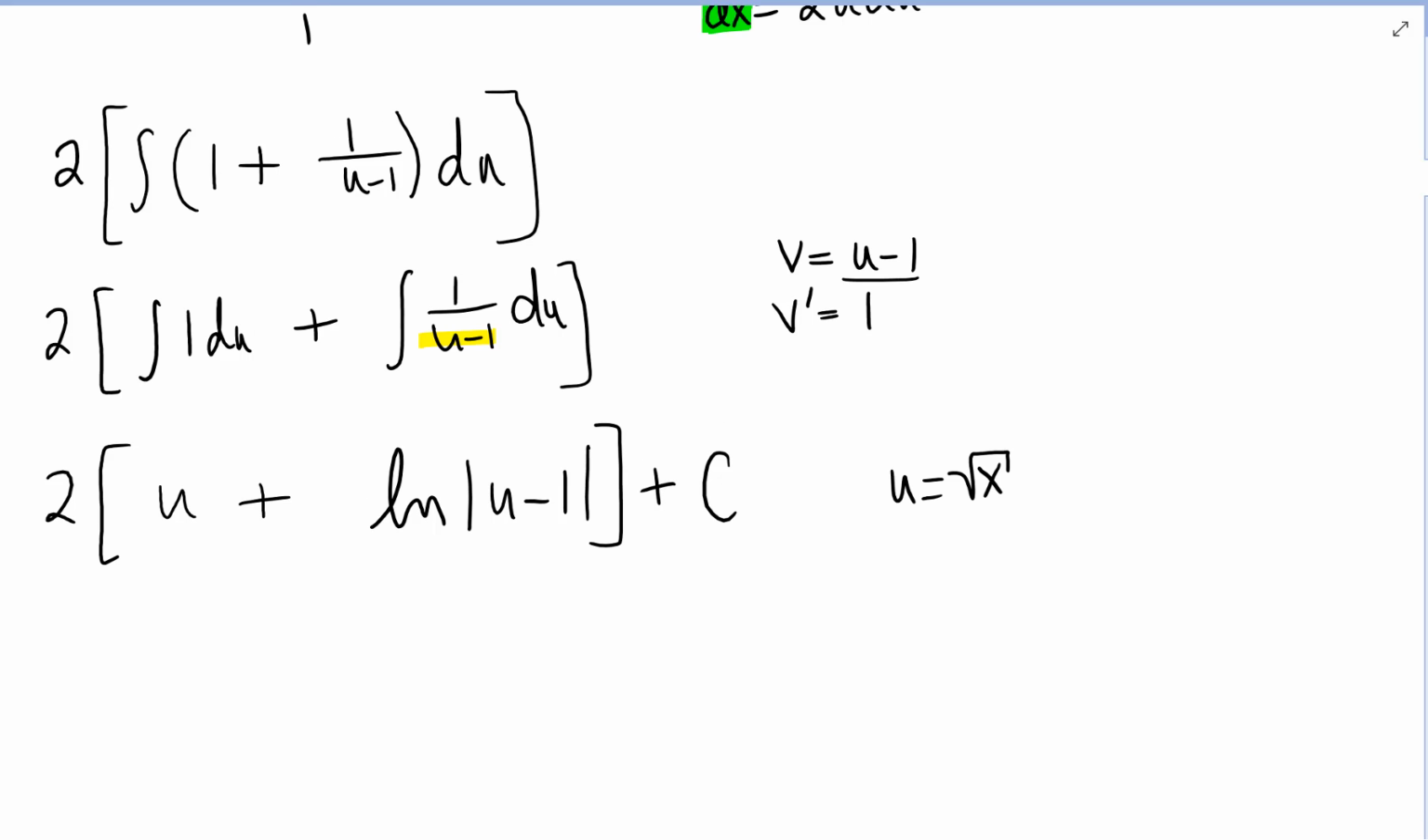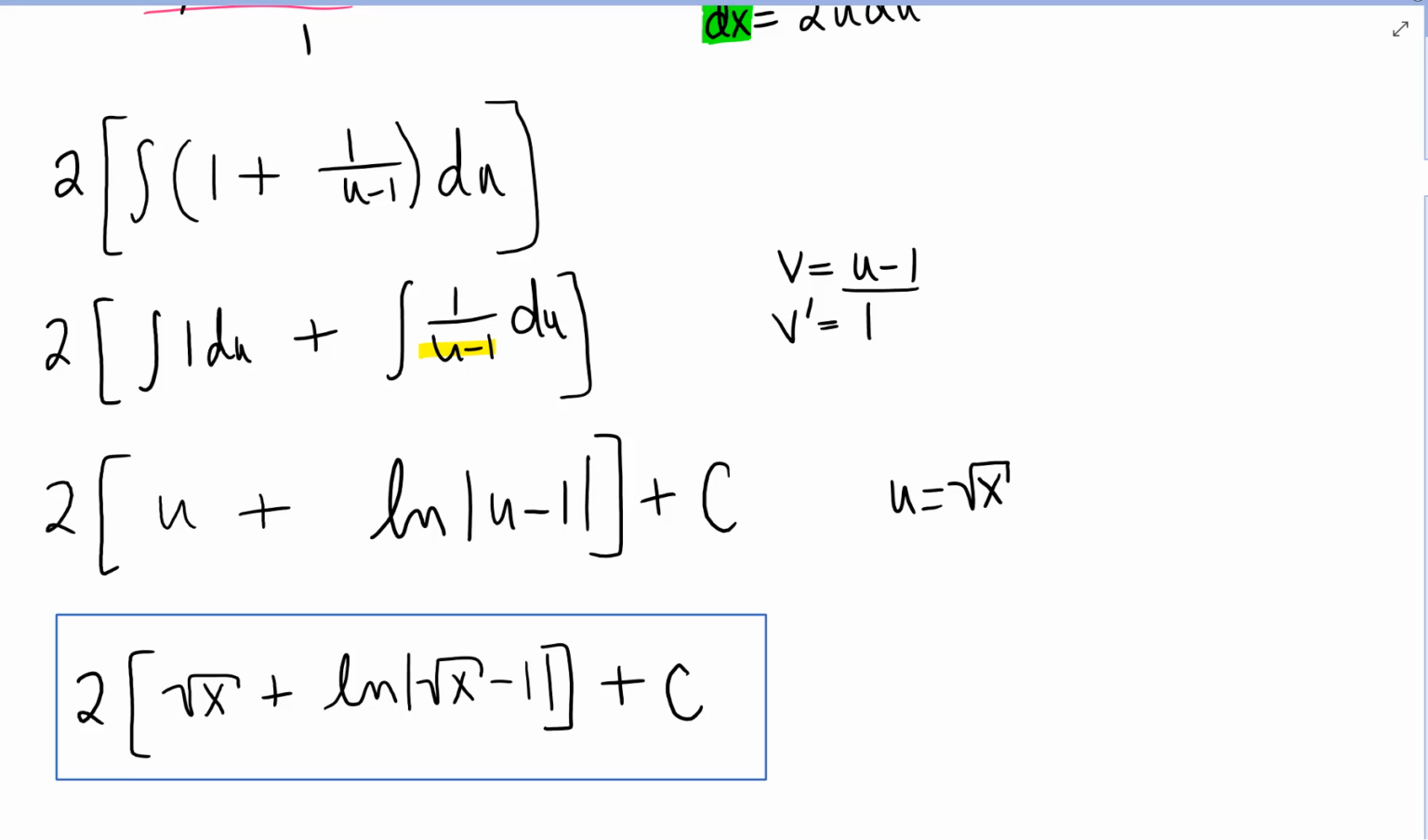They asked us to integrate with respect to x, so substitute u equals square root x for the final answer. And there it is.